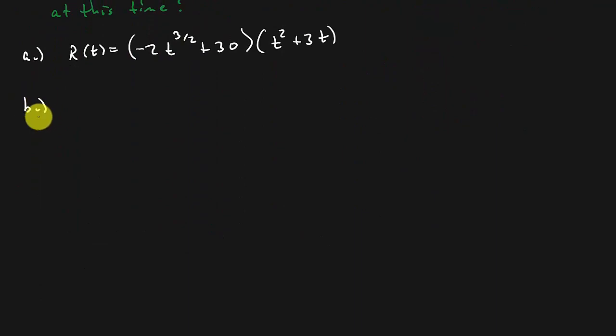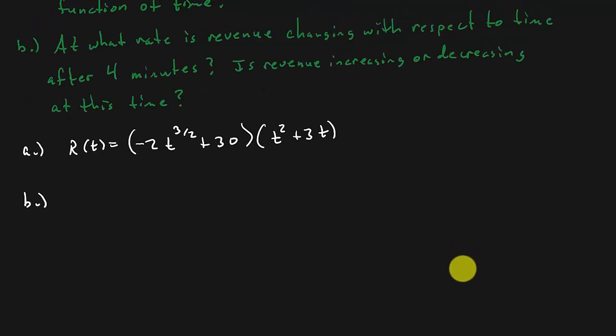And now for part B, they want to know at what rate is revenue changing with respect to time, and that's after 4 minutes. So that means we need the derivative. Okay.